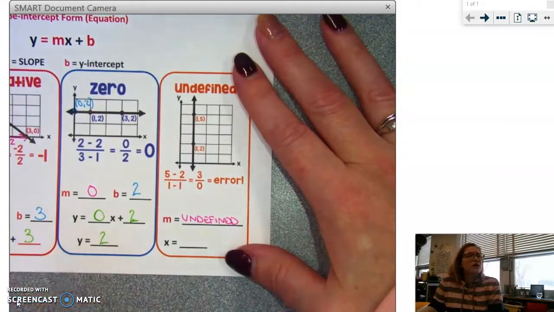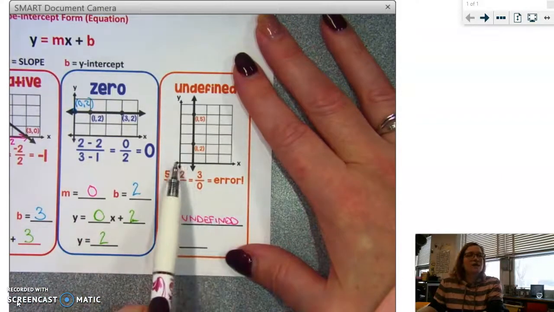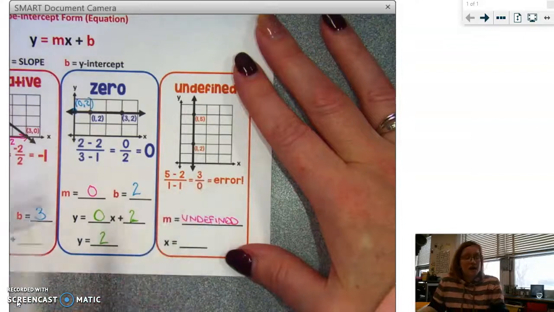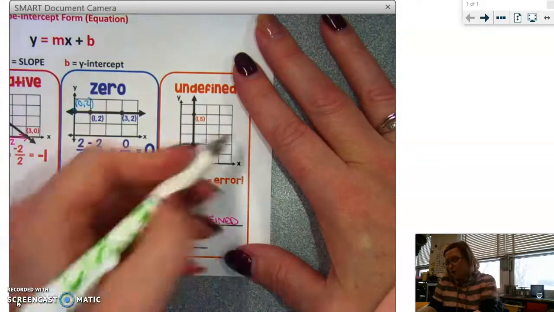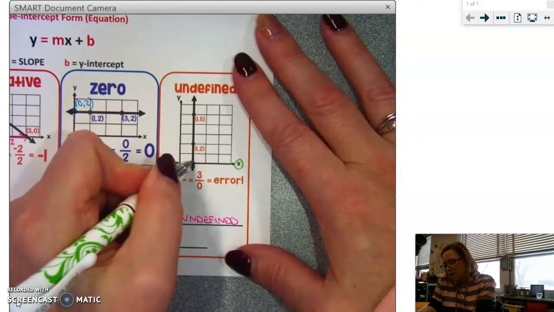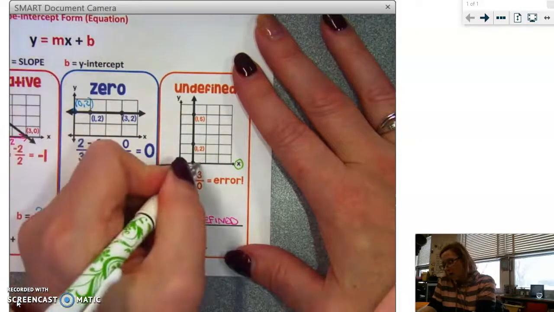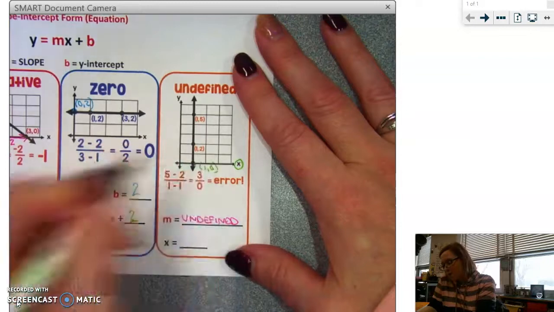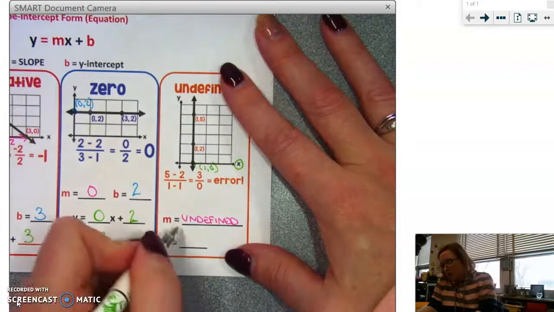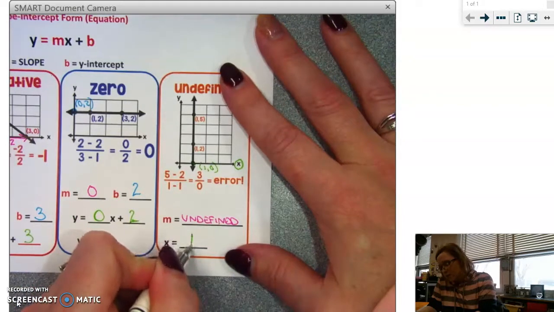Now the question is, what's the y-intercept? Well, it's never going to cross the y-intercept because it's parallel to the y-intercept. So therefore, we're actually looking at an x-intercept, aren't we? So if we look here, where does the line cross the x at? And it crosses right there at 1, 0. So our x value equals 1.